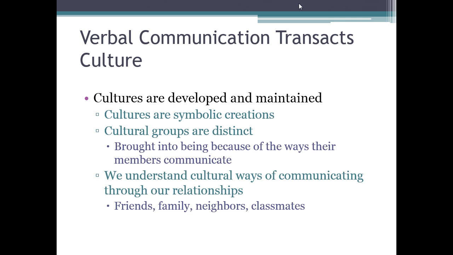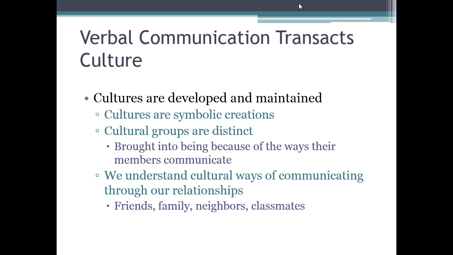And that's because cultures are symbolic creations. In fact, cultural groups are distinct and they're brought into being because of the way that their members communicate, how they talk to one another. That's how they understand the culture and how it develops. And so through our relationships, we come to understand cultural ways of communicating. Those are learned through interactions with family, friends, neighbors, classmates, coworkers, and other people. That's part of it. So culture doesn't just happen because it already exists.